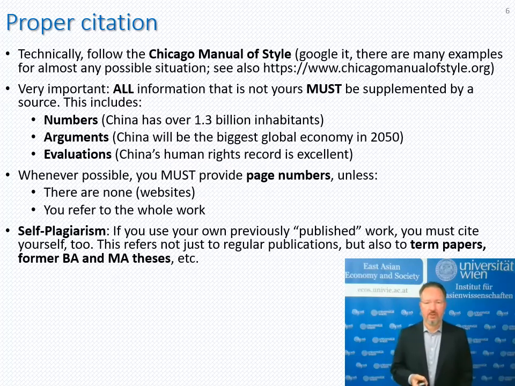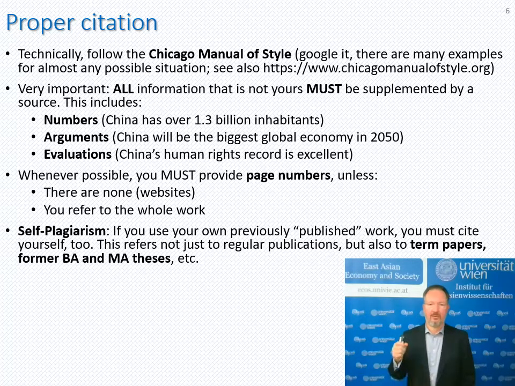Obviously, that includes numbers, like China has over 1.3 billion inhabitants or citizens. If you write something like this, even though you assume everybody knows it anyway, I want to see a source here, because that's a master's thesis or term paper, and this is how scholars work. You can't really just claim this, okay?